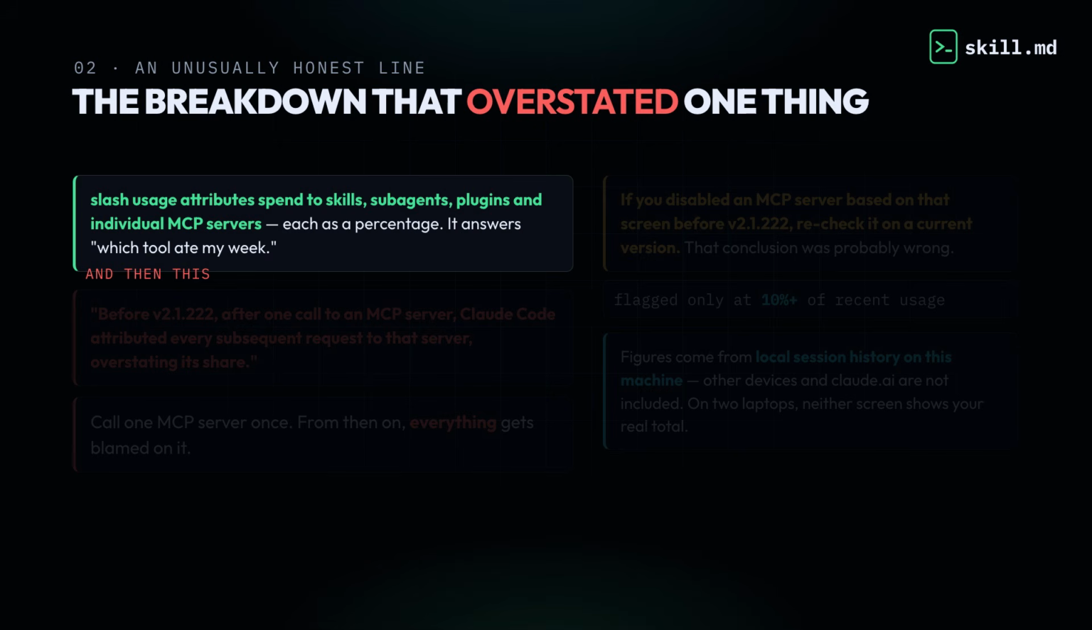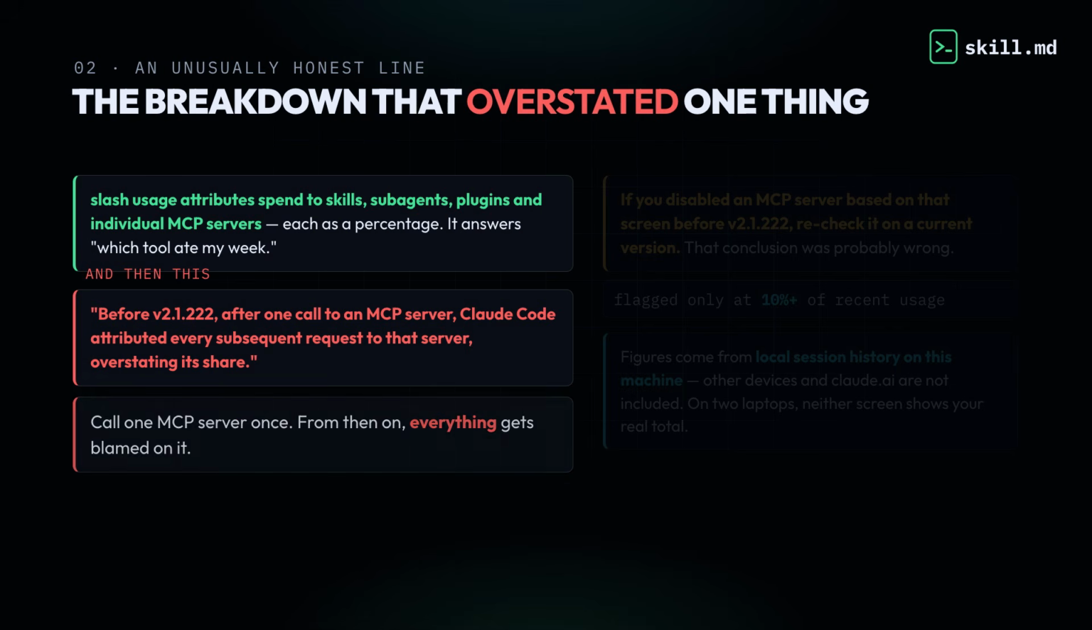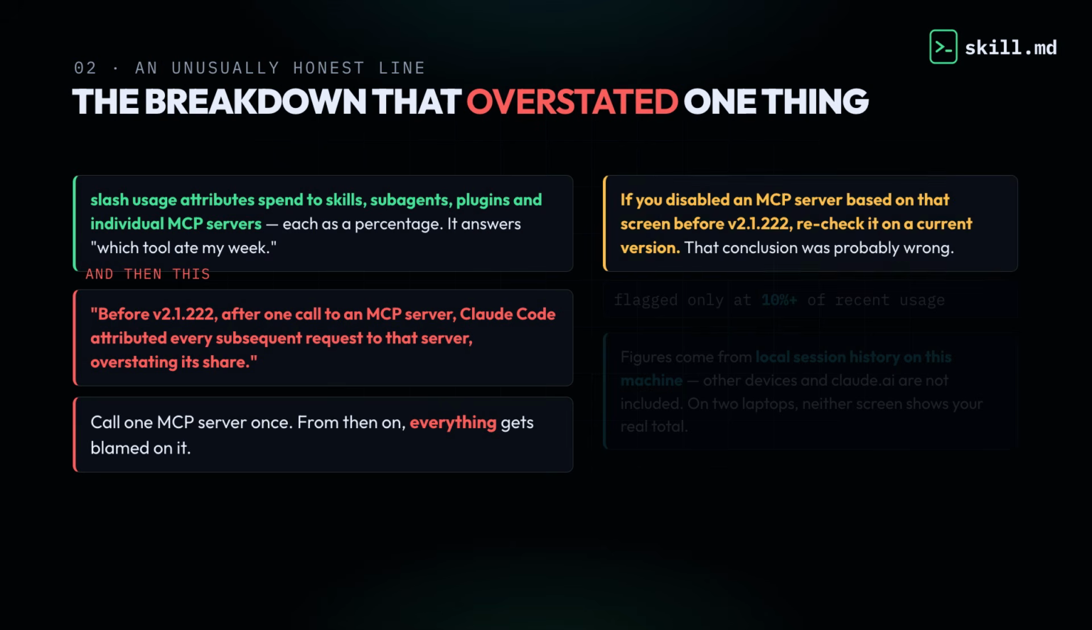Before version 2.1.222, after one call to an MCP server, Claude Code attributed every subsequent request to that server, overstating its share. Think about what that means in practice. You call one MCP server once. From then on, everything gets blamed on it. So if you looked at this breakdown before that version and concluded some MCP server was your problem, that conclusion was probably wrong. And if you disabled it on that basis, it's worth rechecking on a current version.